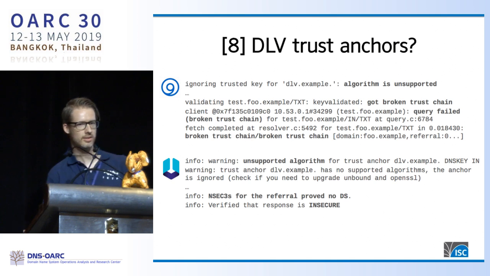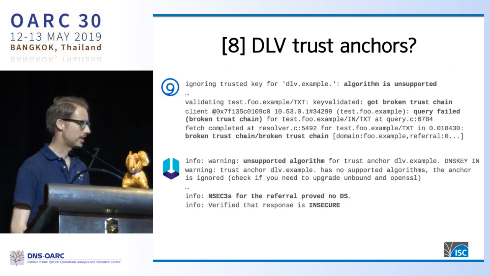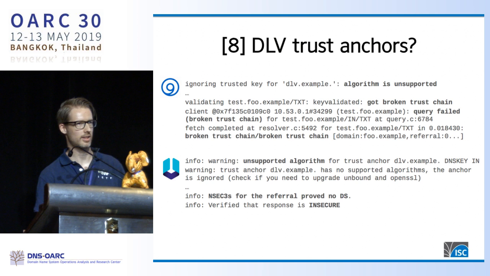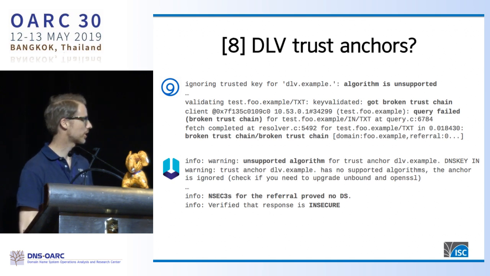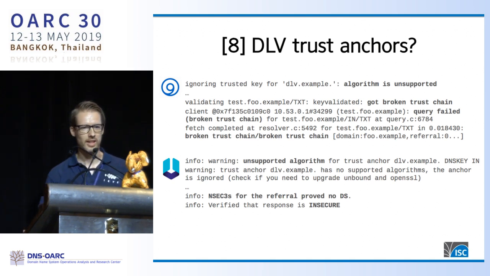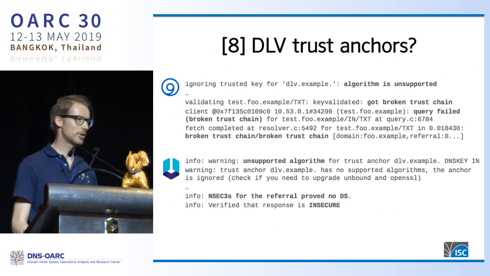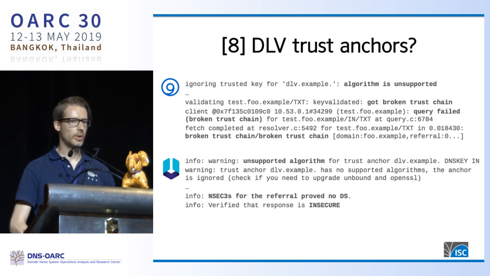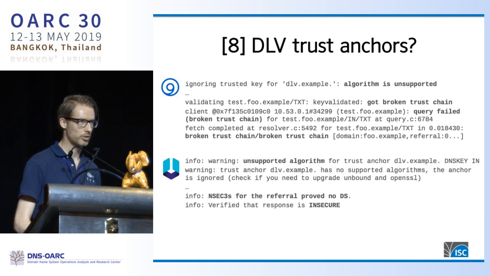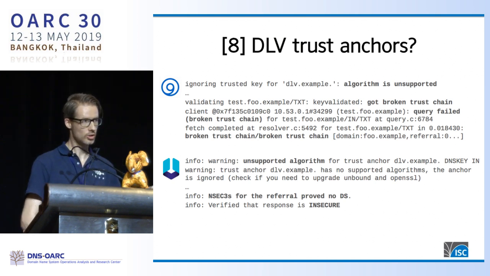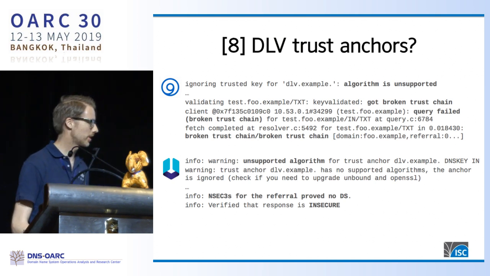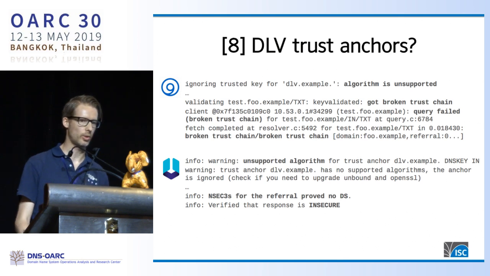So BIND will say, okay, you have a trust point, and there is a key with an unsupported algorithm. I'm going to ignore that, so it's an empty trust point. So there's a broken trust chain, so I'm going to return bogus. And Unbound says this is a trust anchor, not a trust point. So I don't know this algorithm, I'm going to ignore it, and then acts as if it doesn't exist, just like a normal trust anchor actually. And so the answers will come back insecure.